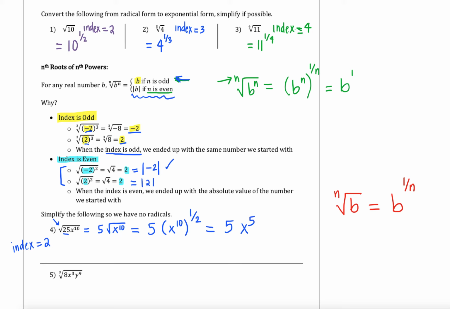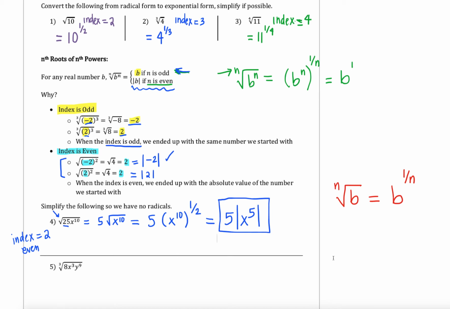Now in this case, since our index was equal to 2, that's an even number, so we have to worry about putting absolute values around our final answer. But we can think about this. 5 is already a positive number, so the absolute value around 5 is not doing anything. But since we don't know what the x is, we do need absolute values around the x to the 5th. Especially because if x were to be a negative number, any negative number to an odd power is still going to be negative, so we need those absolute values to make sure it would make it positive. And that will be our final answer.